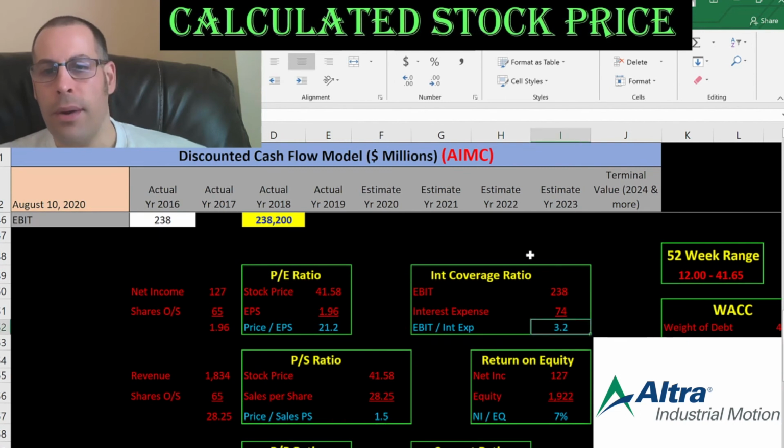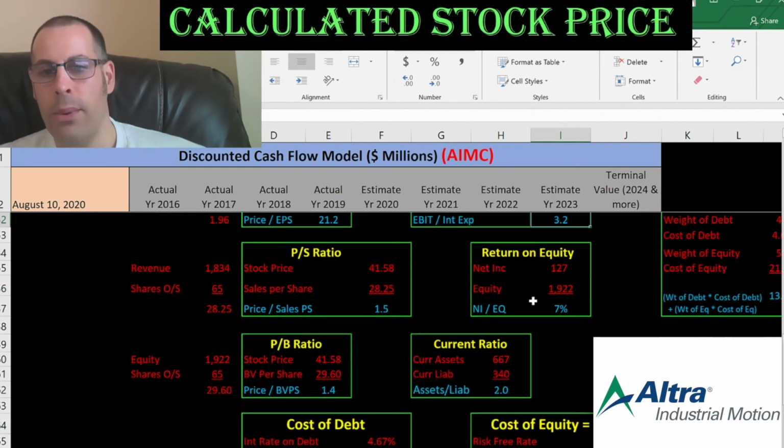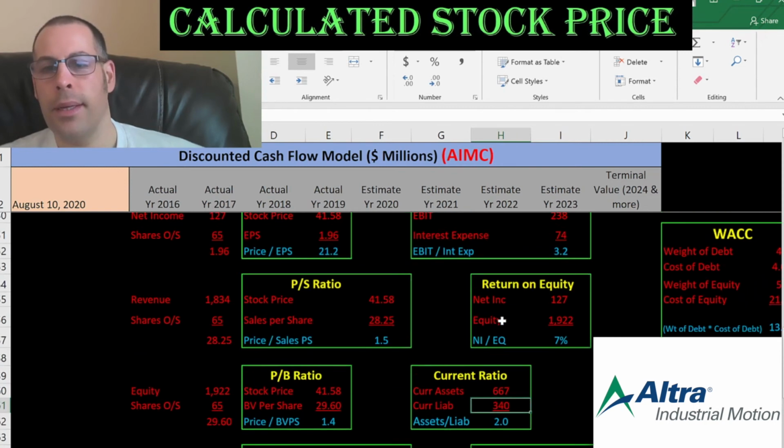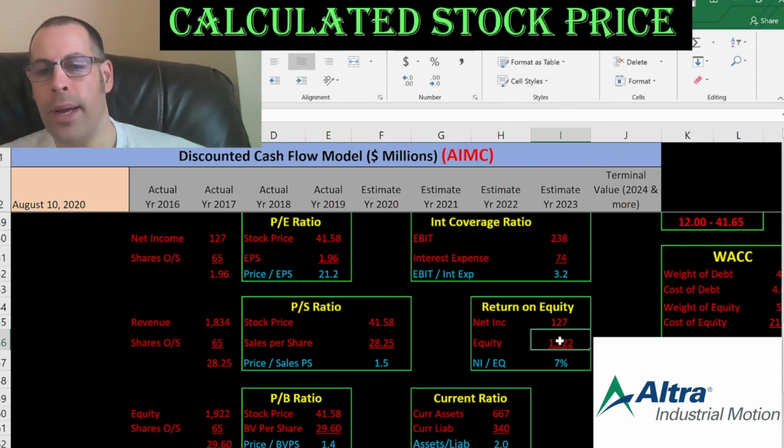They have a good interest coverage ratio, a weak ROE, and a good current ratio. So current ratio is current assets over current liabilities, so that's good. They can cover their current debts and payables. ROE is net income over equity. And I like to see above 20%. They're at 7%, so they're not providing a good value to their equity holders.